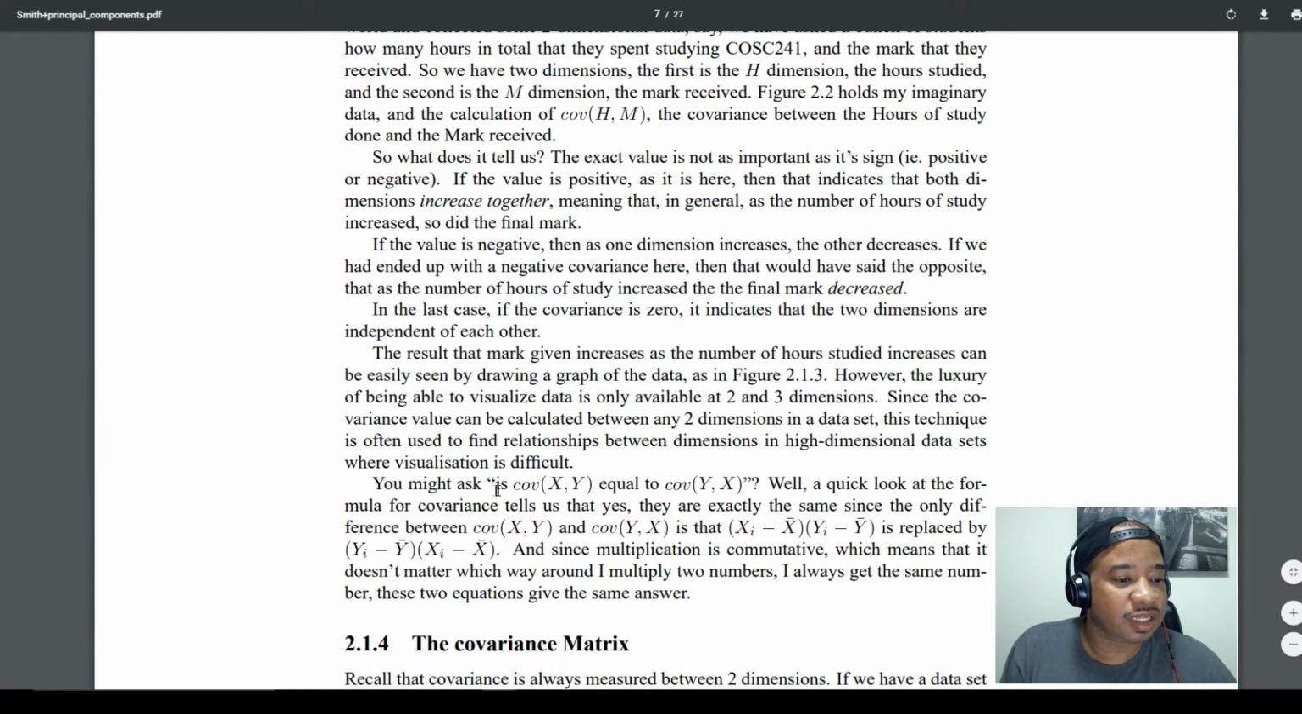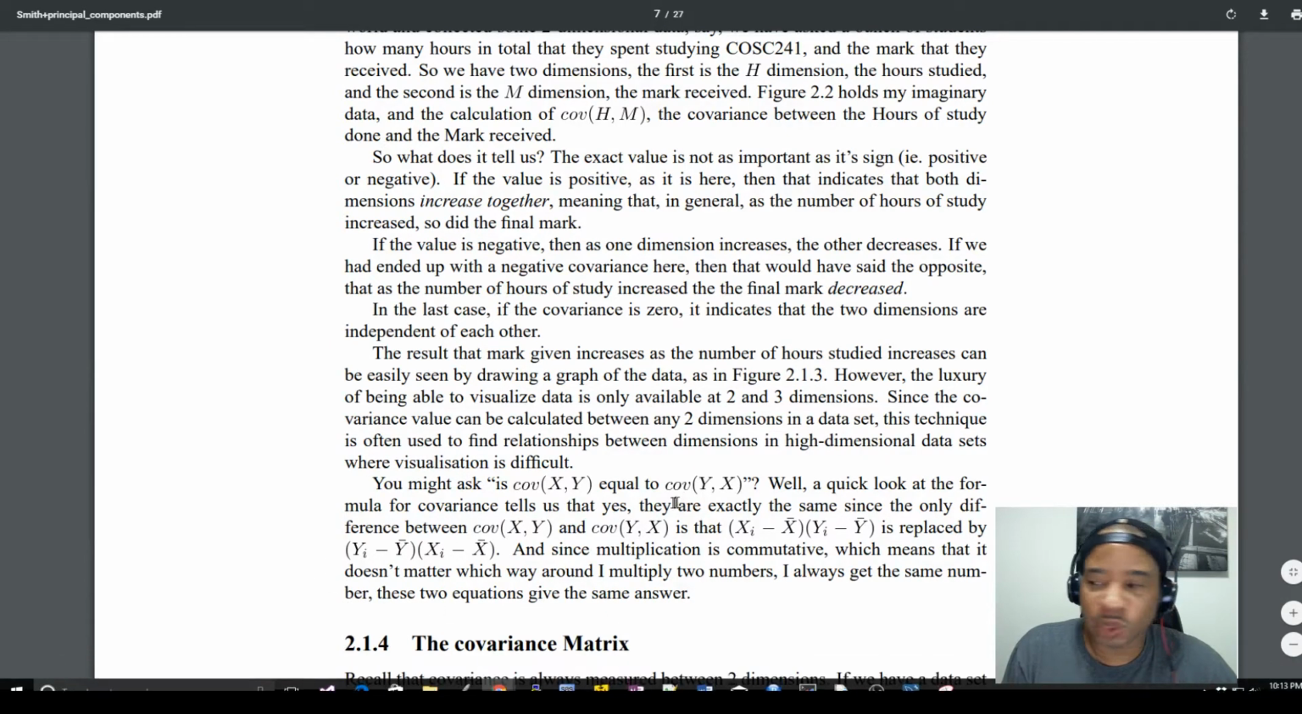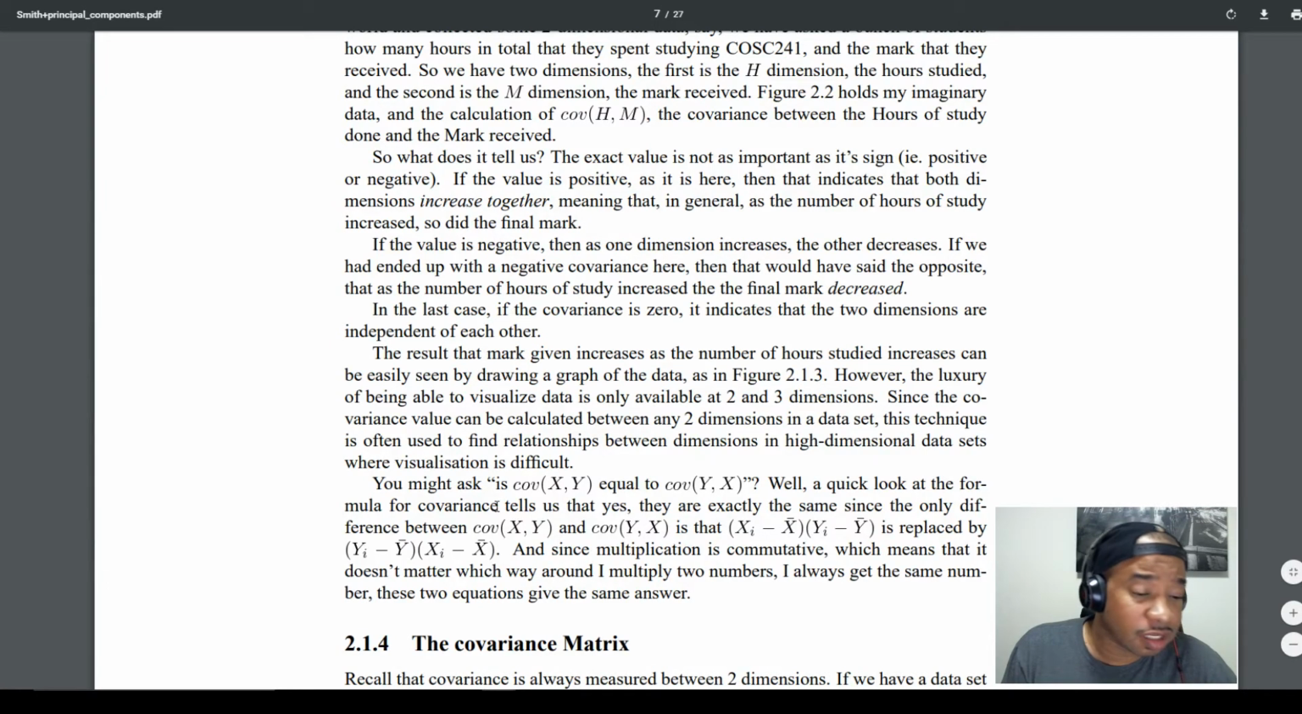You might ask, is cov xy equal to cov yx? Well, a quick look at the formula for covariance tells us that yes, they are exactly the same, since the only difference between cov x y and cov y x is that this product is replaced by that product. And since multiplication is commutative, 3 times 4 is equal to 4 times 3, which means that it doesn't matter which way around I multiply two numbers, I always get the same value. So it doesn't matter what set we choose to be our first set, as long as we have two equal sets, the covariance will be the same.